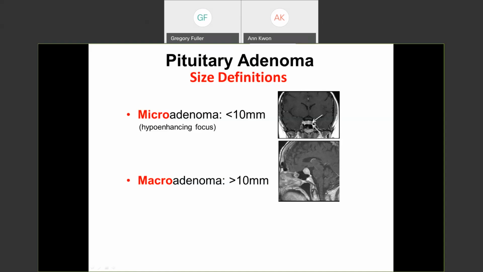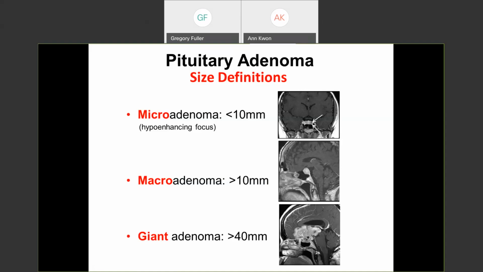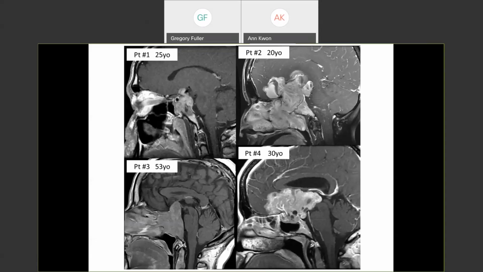If we draw a plane here where the diaphragm sellae would be, the dural duplication, you can see it's extending above. Nice macroadenoma. And now we get to the topic we're talking about, which are giant adenomas, which are greater than 4 centimeters in any diameter. The original criteria were a little more complex than that, but it's pretty much simplified down to that.